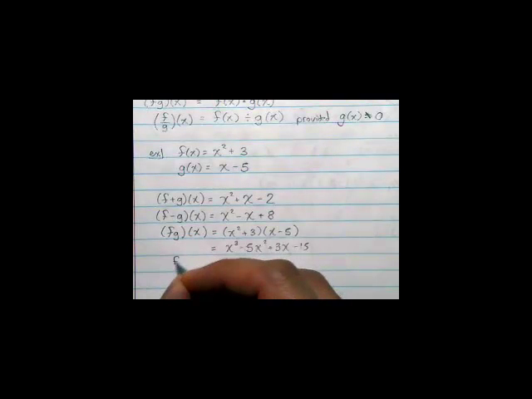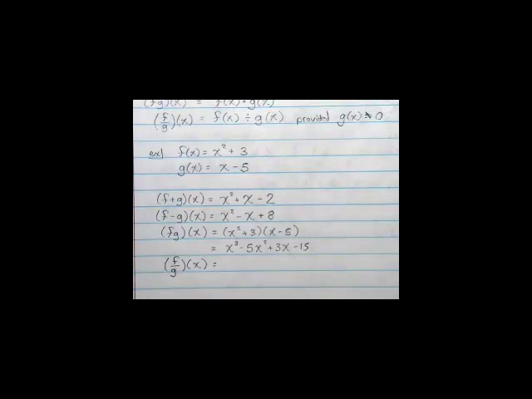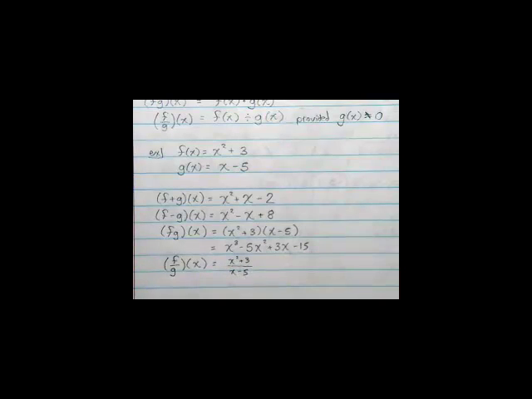Okay, and then f over g of x. Making the formulas pretty straightforward. Just like the last one, we're just going to put f of x over g of x. So x squared plus 3 over x minus 5 would be the formula then.